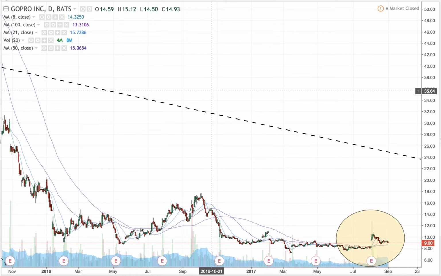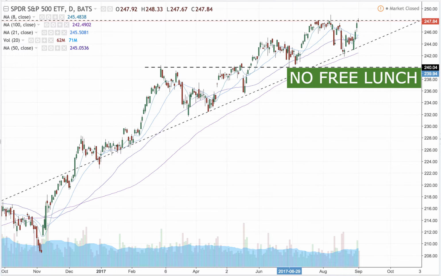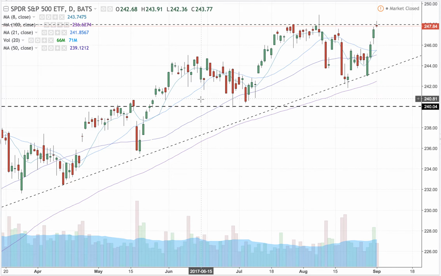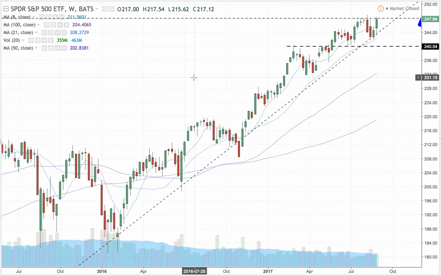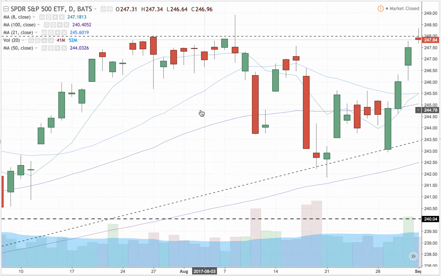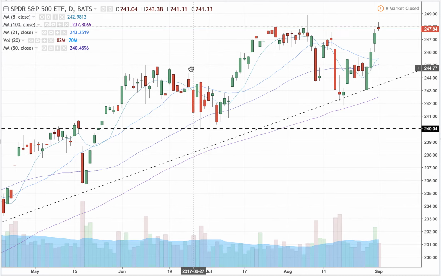Okay. Next, let's go to the regular market. Now, time frames. This right here is a daily chart. Each candle represents one day in the market. Support and resistance found on, let's say, a weekly chart is more important than support and resistance found on a daily chart. The larger the time frame, the more participants, which means the more important the support or resistance level is.